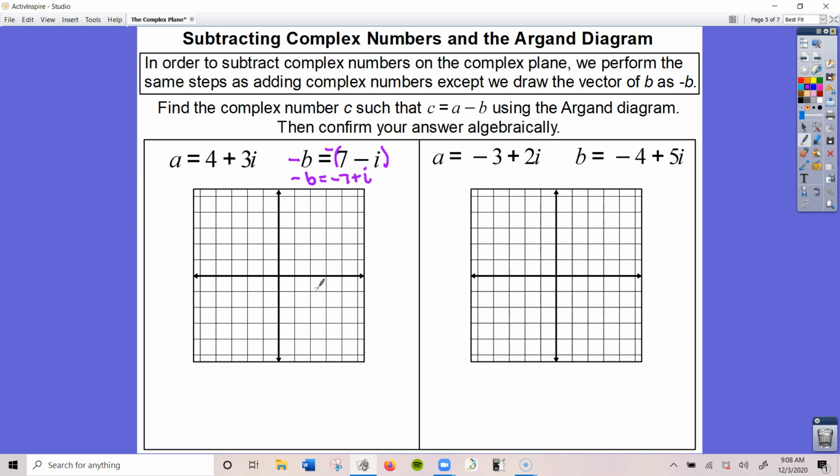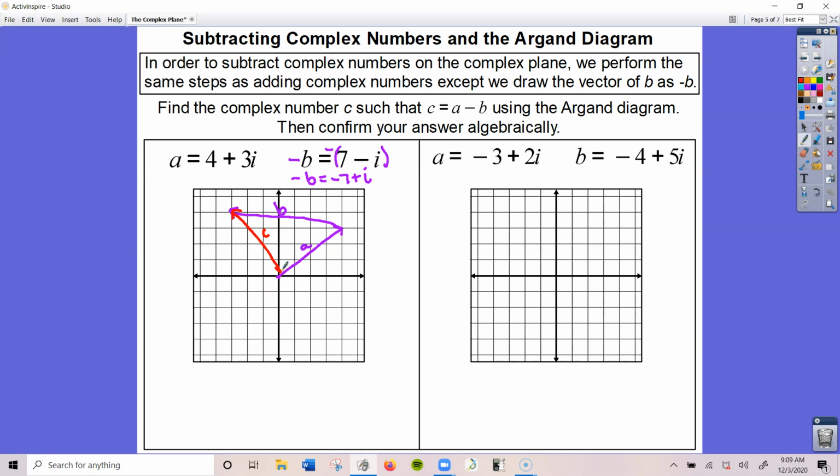And now I'm ready to graph this on my complex plane. So we have A starting at the origin. I'm going to go to the right 4 and up 3. So this is A. Now I'm going to graph my negative B so that it represents my subtraction. So it goes to the left 7 and up 1. So this is B. And so my final answer of C, which is my solution, is represented by this vector.